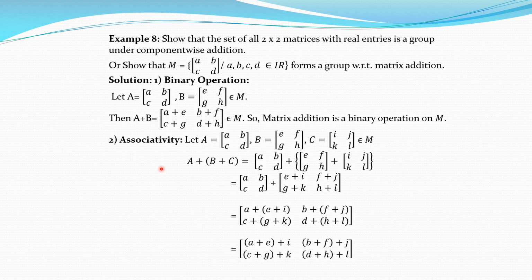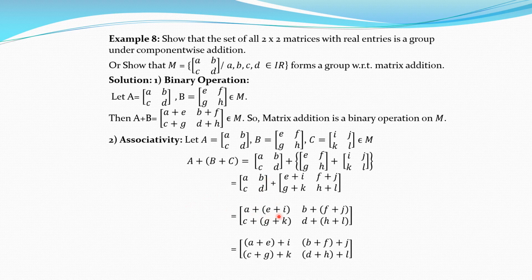So first we add B and C. According to matrix addition, we get this matrix. Again do the matrix addition. So in A, we are adding here E plus I. In B, we are adding F plus J.